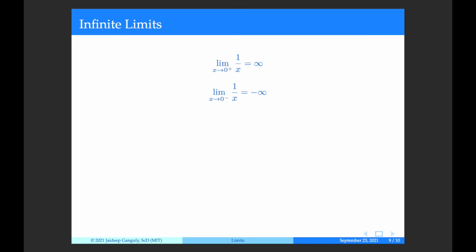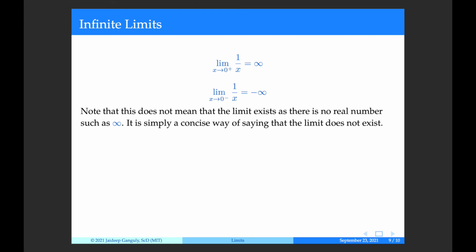Sometimes, you see a limit is stated as infinity. This does not mean that the limit exists, as there is no real number, such as infinity. It is simply a concise way of saying that the limit does not exist.